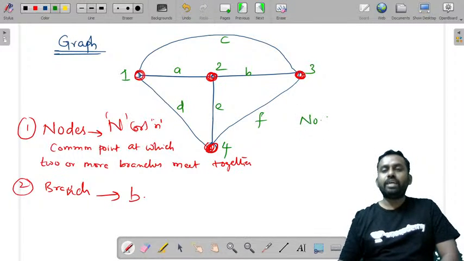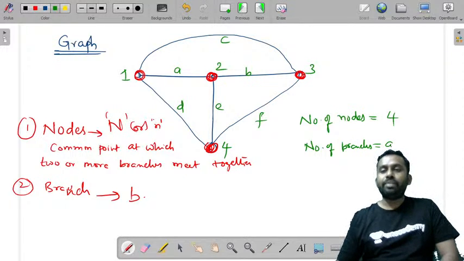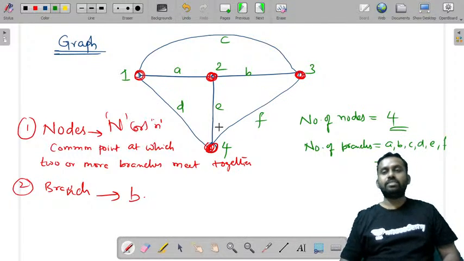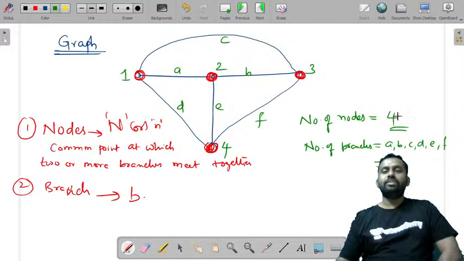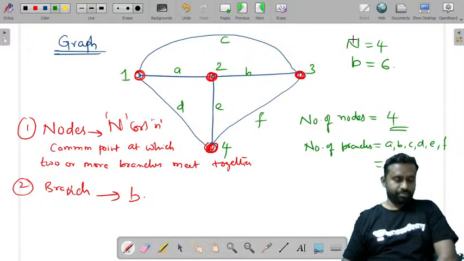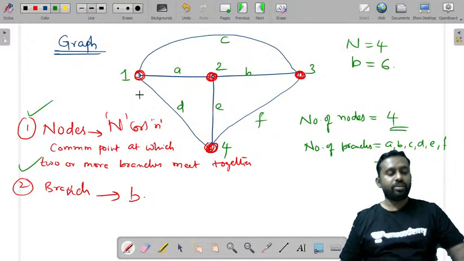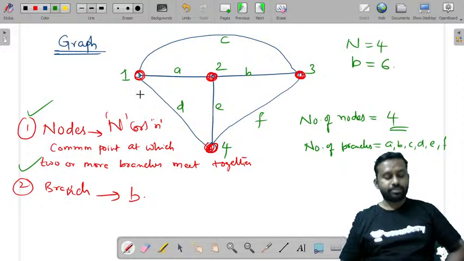How many nodes are there? You always need to count the number of nodes. There are 4. How many branches are there? Just write them: A, B, C, D, E, and F. That is 6. So the number of nodes n is equal to 4, and the number of branches b is equal to 6. Is this clear? These are nodes and branches. Branches are the interconnection lines between any two nodes in the given network.